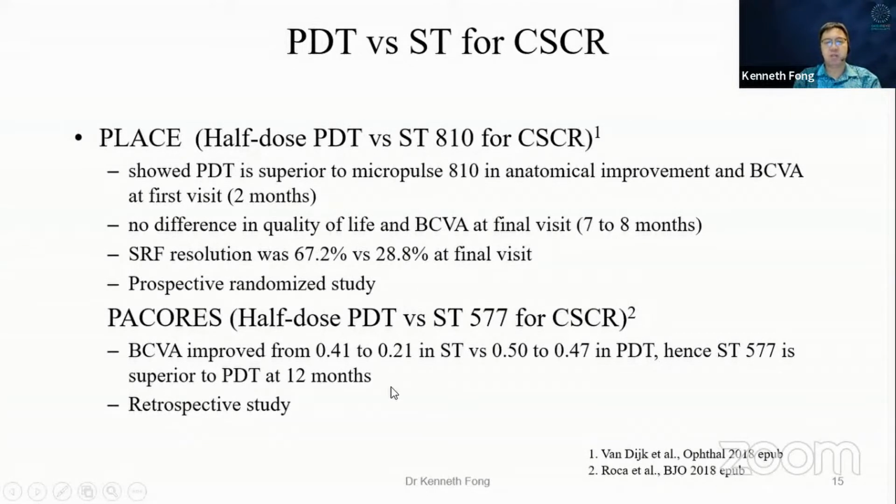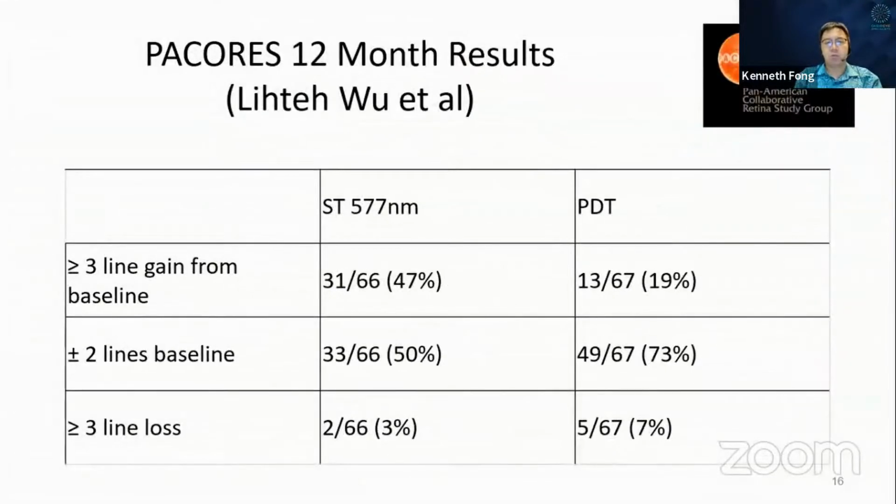And the PACORE study showed that that was actually better than half dose PDT for CSR. So I won't go into this; I think Lee Tae will present it. But what it showed really is that the subthreshold laser group had a much larger percentage of more than 3-line gain from baseline compared to the half dose PDT group.